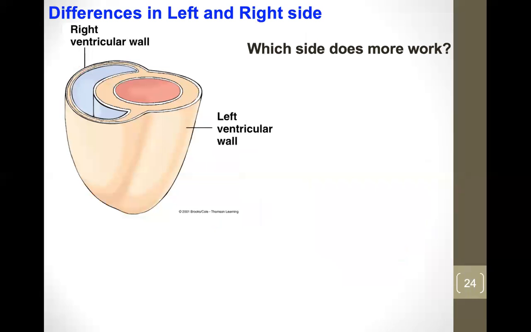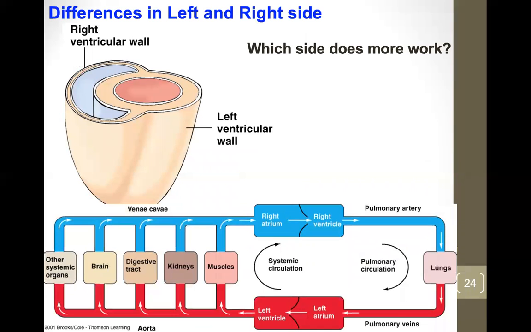So when we look at it, as far as the right side versus the left side, the left does a lot more work. Here is the right side, and all it's doing is pumping our deoxygenated, or oxygen-poor, blood into the pulmonary arteries to go to the lungs and then return it back to the left side of the heart. And it's not a far journey, and it's not a high pressure system.